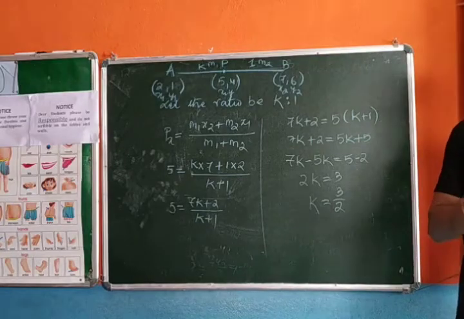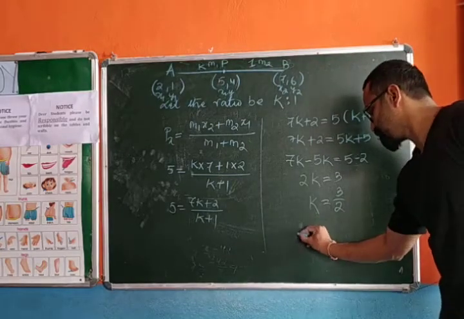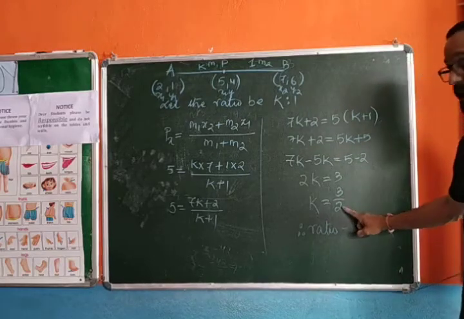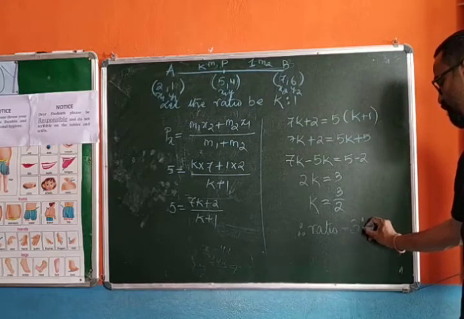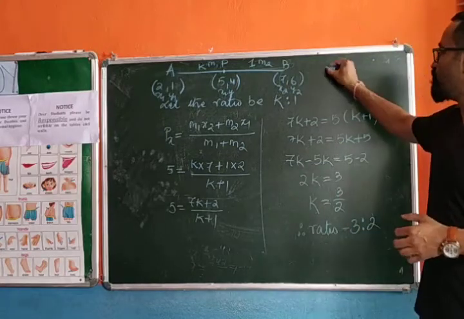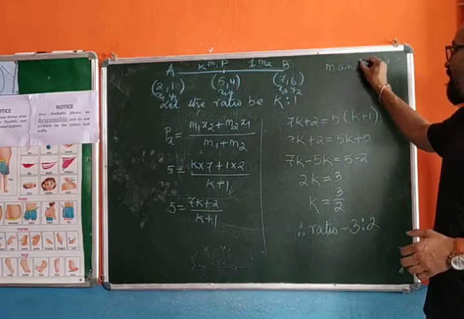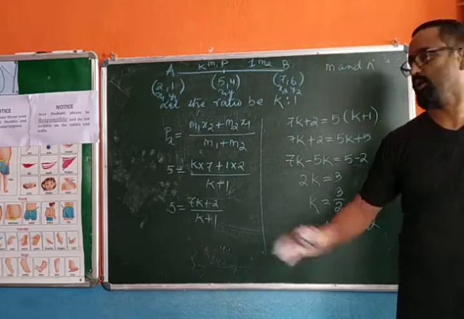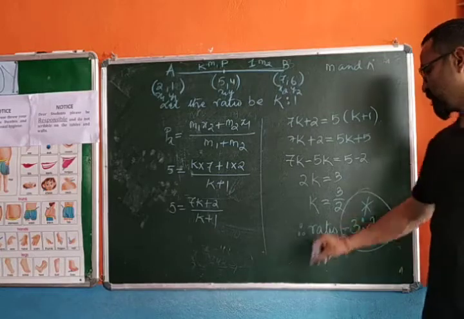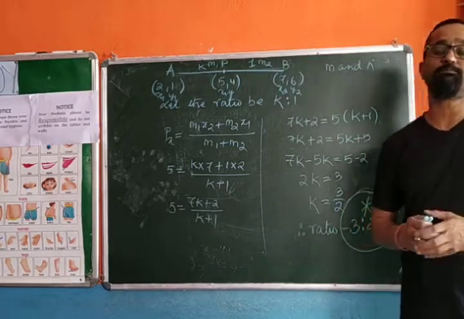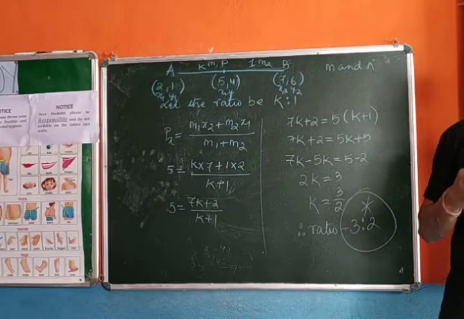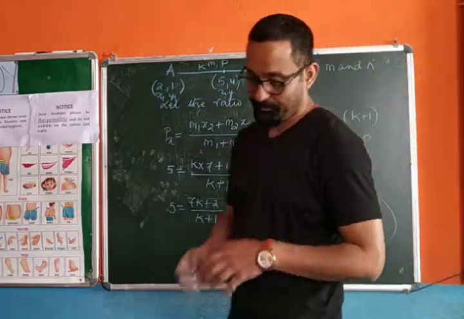Only one value will come. Therefore, ratio 3 by 2 means 3 is to 2. If you take m1, m2, in some books it's given m and n, you will get mixed up with calculation. And please do remember, this ratio will always come positive. If you get negative values, means your calculation is wrong.